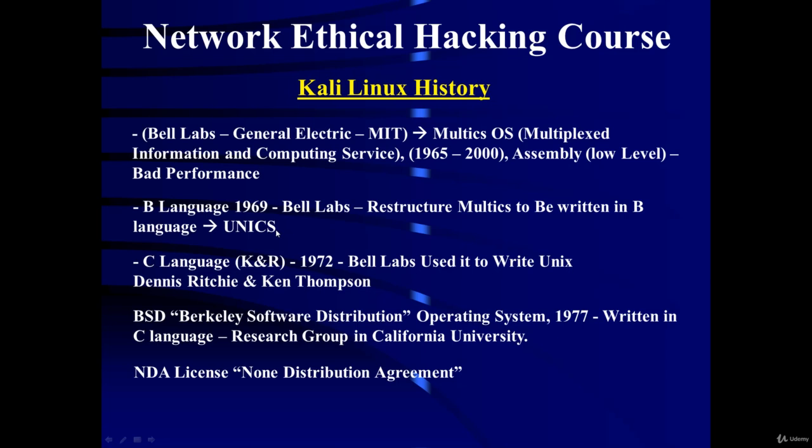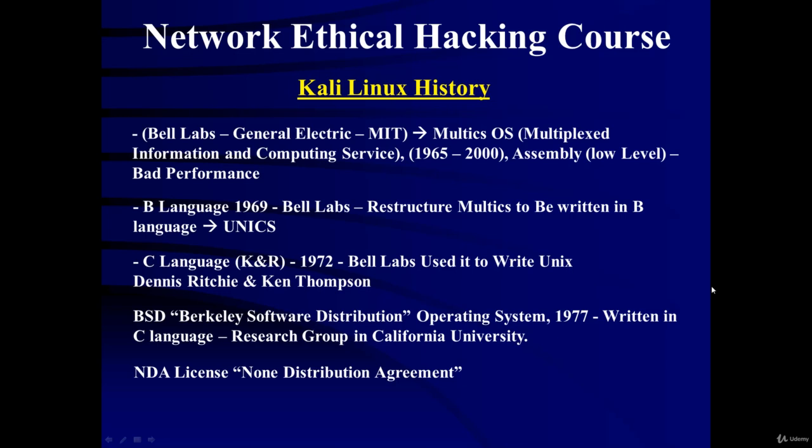R, referring to Dennis Ritchie and Ken Thompson, who developed this language. Bell Labs as well used the C language to write Unix, this time with X, Unix. After that, a research group at the University of California in 1977 started their own operating system. They called it BSD, Berkeley Software Distribution, which was written in the C language.